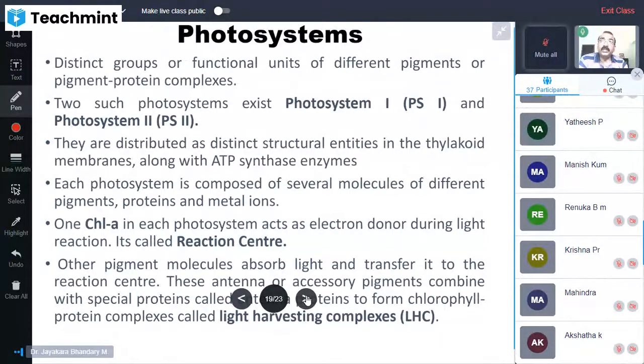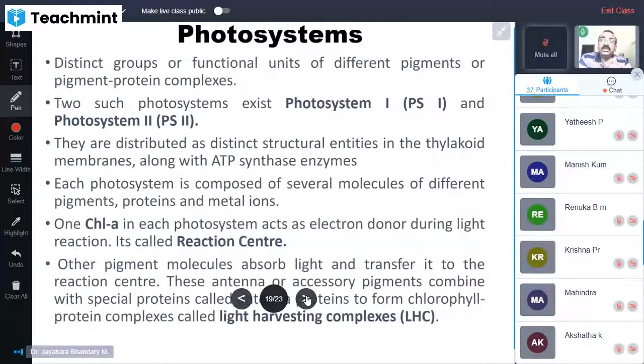Not only pigments, there are other essential materials like electron carriers required. So electron carriers are separate organic molecules. Then certain enzymes are required, like ATP synthesizing enzyme, ATP synthetase enzymes. So all these things are arranged as functional units on the thylakoid membrane. So these distinct groups or functional units of different pigments and pigment protein complexes are called photosystems. So photosystem is a group of pigments and other proteins necessary for light reaction.